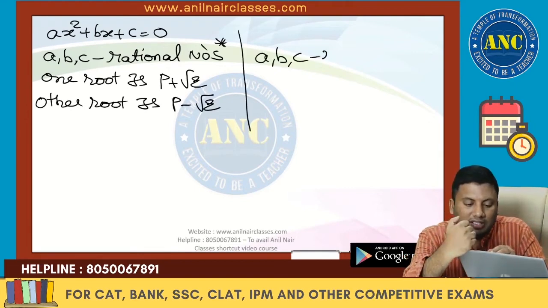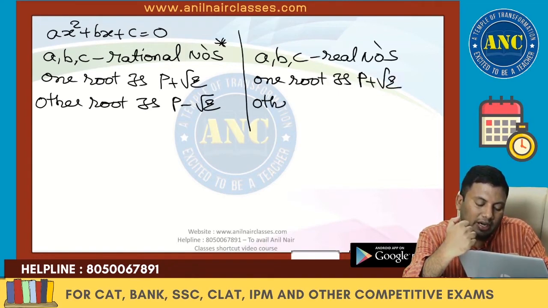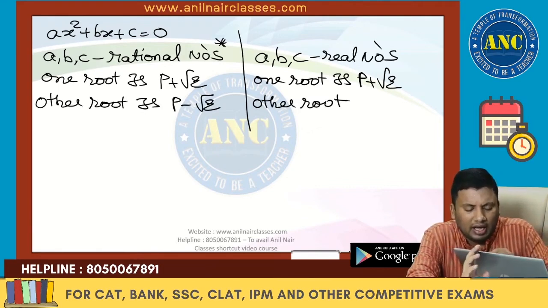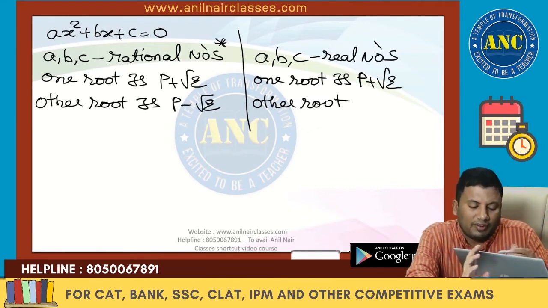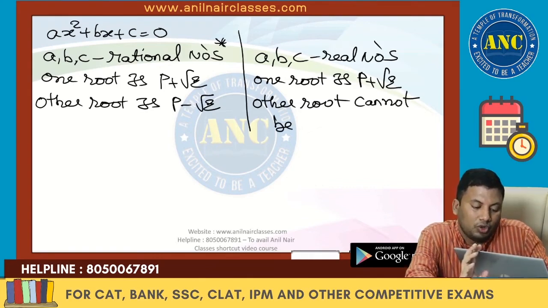If a, b, c are real numbers, and one root is p plus root q, the other root cannot be determined. It can be p minus root q, or it can be root q minus p. More than one way is there. The other root cannot be determined uniquely. Please make a note of it.